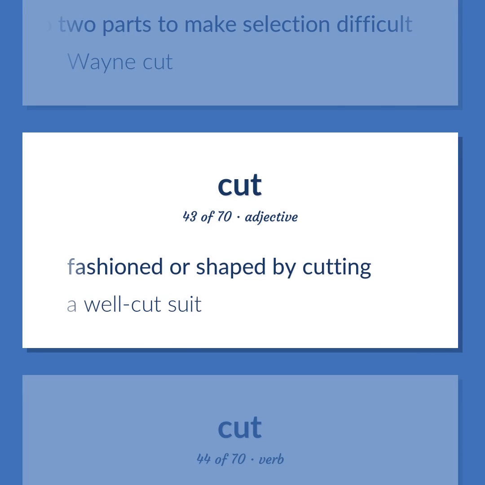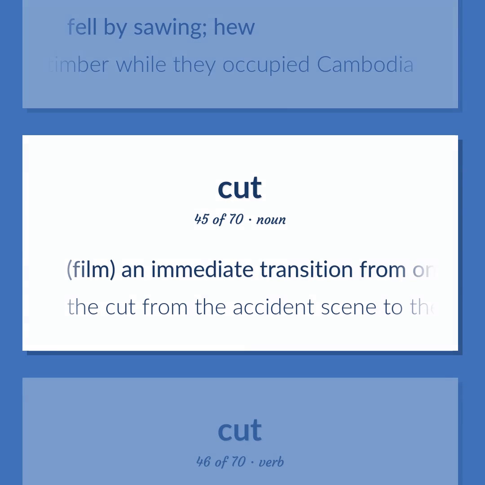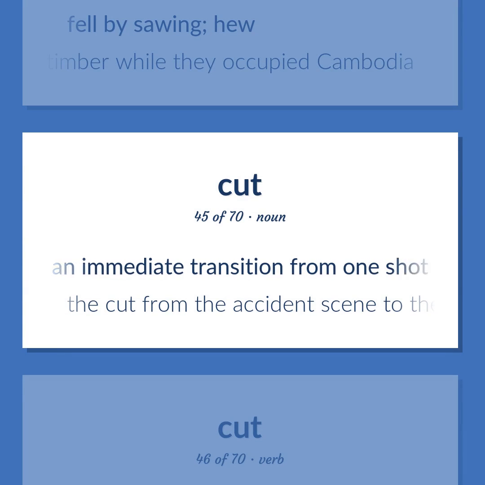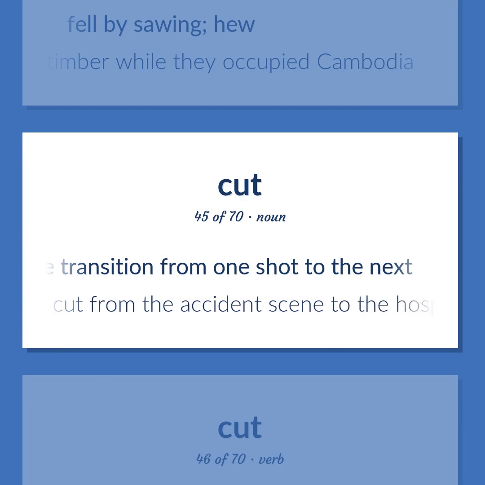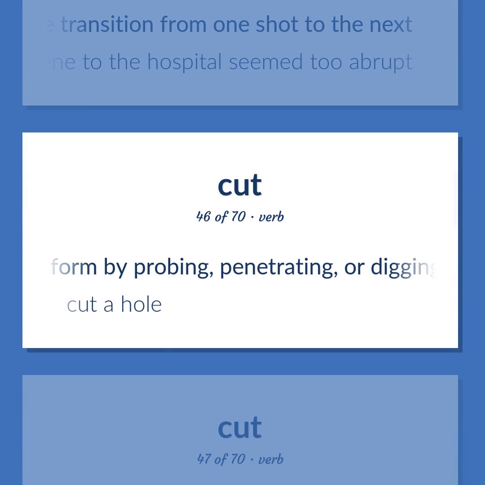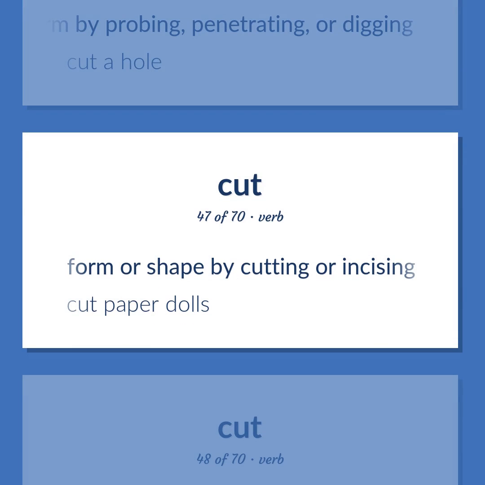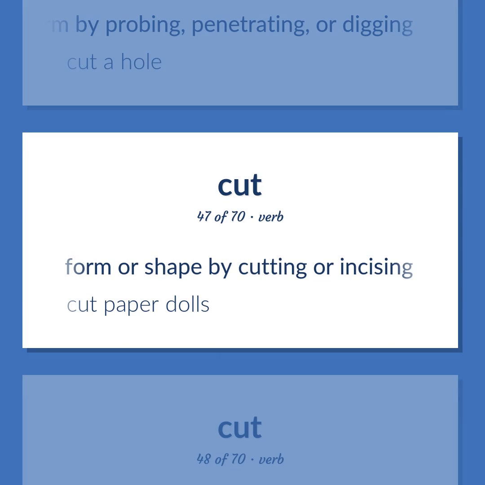Fashioned or shaped by cutting. A well-cut suit. Fell by sawing, hew. The Vietnamese cut a lot of timber while they occupied Cambodia. Film: an immediate transition from one shot to the next. The cut from the accident scene to the hospital seemed too abrupt. Form by probing, penetrating, or digging. Cut a hole. Form or shape by cutting or incising. Cut paper dolls.